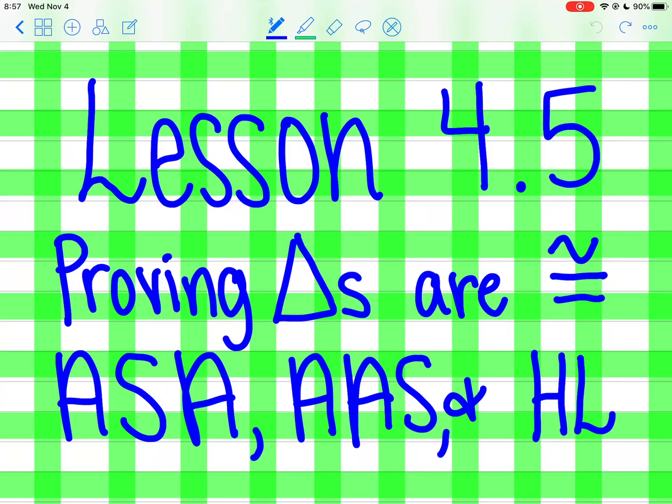In this lesson 4.5, we're going to be looking at proving triangles are congruent, and we have three new theorems that we'll be using. So ASA is angle, side, angle. AAS is angle, angle, side. And HL, which is a special triangle theorem called hypotenuse leg.